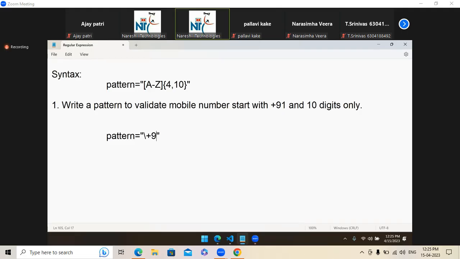Then we have to write them. After that, what is changing? Slash D, number. How many digits? 10. This is how we write. Understood? That means it indicates the number should start with plus 91. After plus 91, there must be only numbers. How many digits? Exactly 10, not less, not greater. That is how we write.